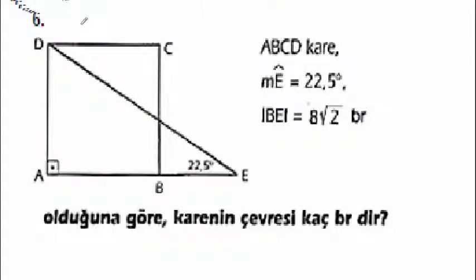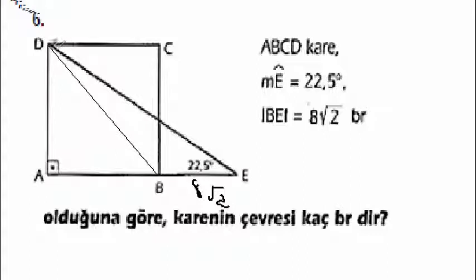This is a question I found on the web. I like the question, so I will solve it. It's about squares. There's an angle 22.5 degrees, and there's a side 8 root 2. The question asks for the perimeter of the square.